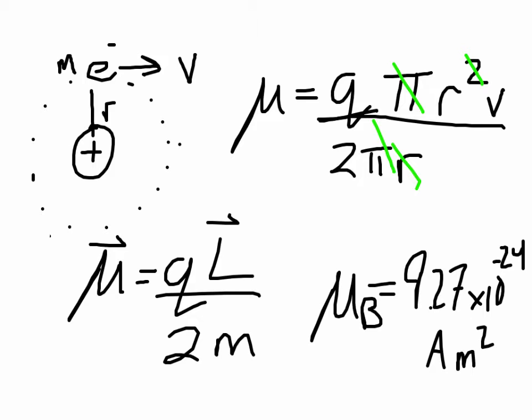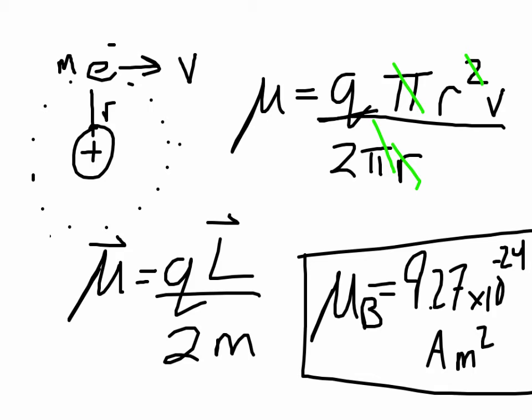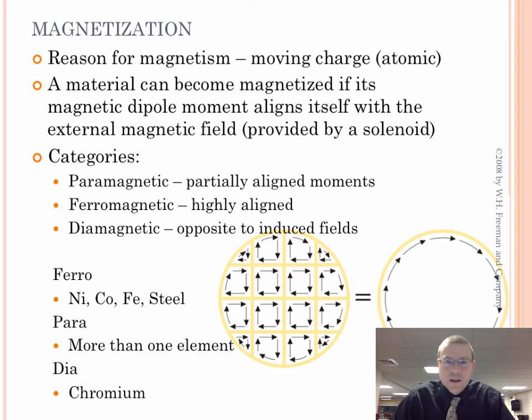9.27 times 10 to the minus 24th amp meter squared. So in some of the problems in the homework, they will ask you to compare the dipole moment of a certain material you're given, whether it's nickel, iron, cobalt, and compare it to the Bohr magnetic dipole moment. So you're just going to take that ratio you find and divide. So how do we apply that magnetic dipole moment?